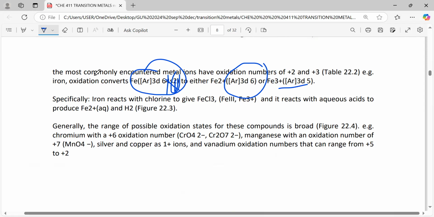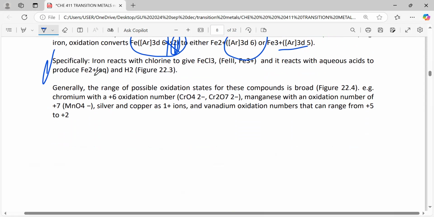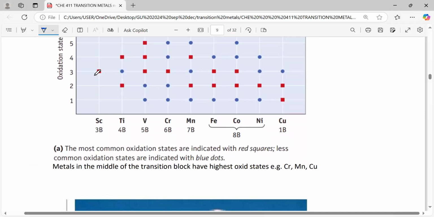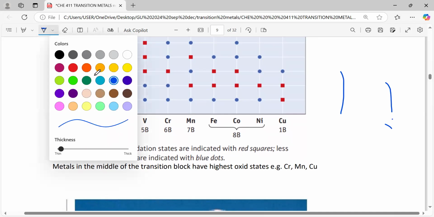I've already talked about this, and we also get other compounds that have a range of oxidation numbers. For example, chromium, which ranges from 6 to 4. So transition metals have a range of oxidation numbers. They are summarized here. I don't expect you to cram. It's just that we should know that they exist in different oxidation numbers.